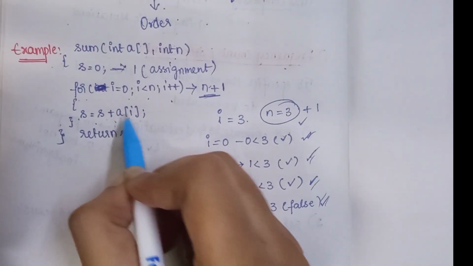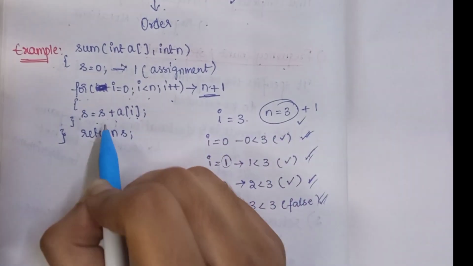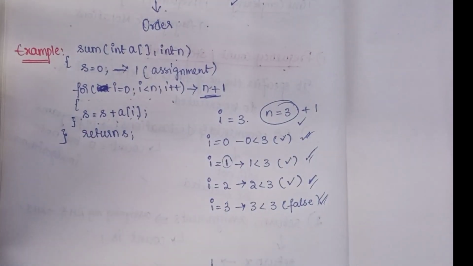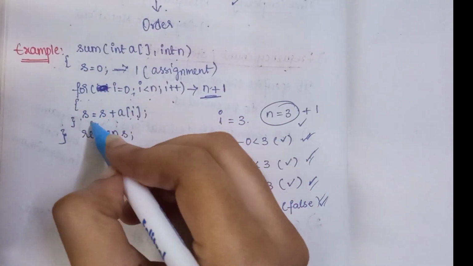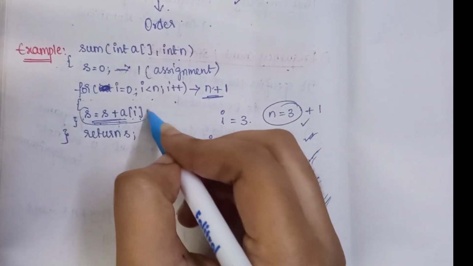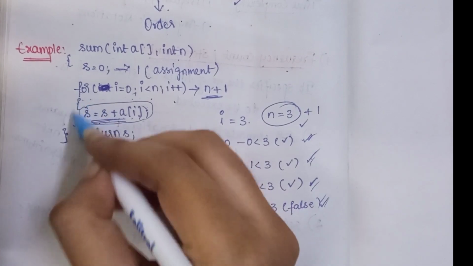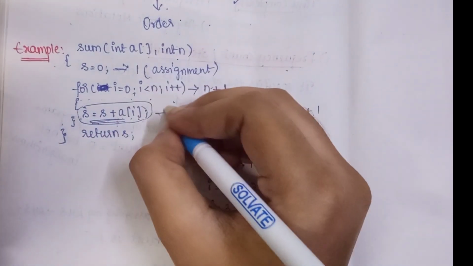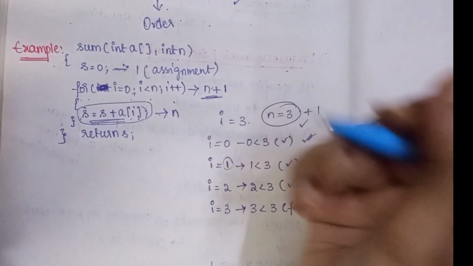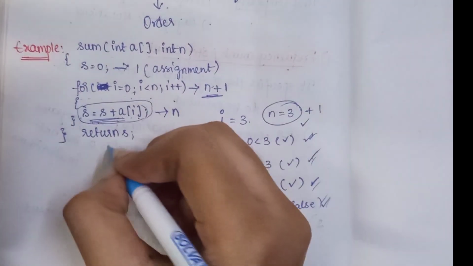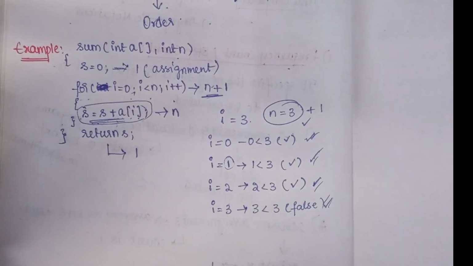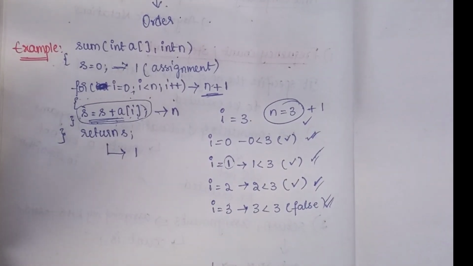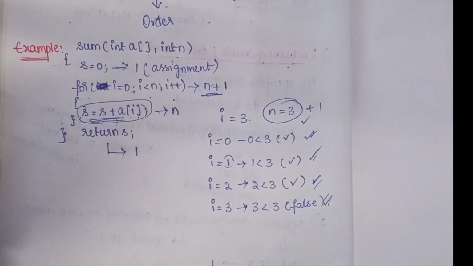s is equal to s plus a of i. This is inside the body of the for loop. So this is your for loop and this particular statement is called the body of the for loop, because it is in the body of the for loop. So any statement in the body of the for loop will be executed n times and your return statement will be executed 1 time as said in the first rule. So you completed analyzing how many times each and every step takes.